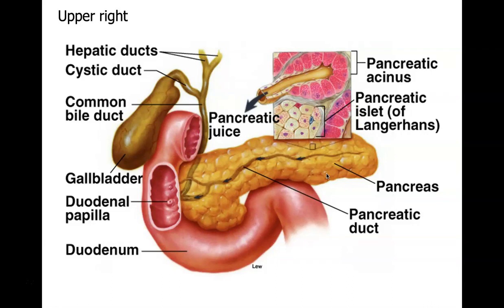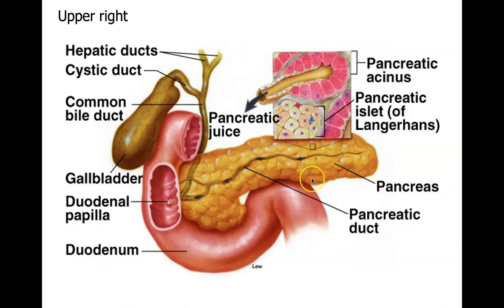We talked about insulin and glucagon production from the pancreas. And so it's kind of nested, and the bile duct goes right on top of the pancreas where it enters then into the duodenum. Okay.